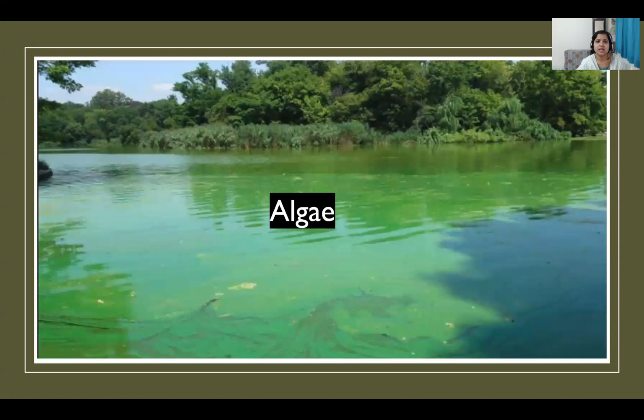Now recall about the pond or river water. You might have seen some green patches, slimy patches, floating over the water. Actually these are the microscopic aggregation of some plants which are called algae. They also have chlorophyll, so they can also synthesize their own food.